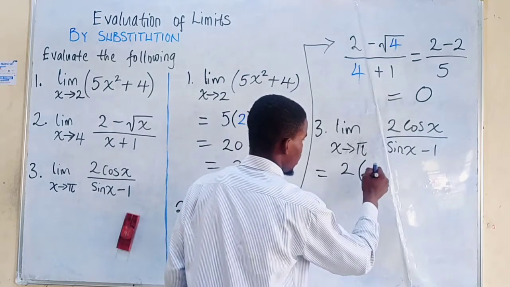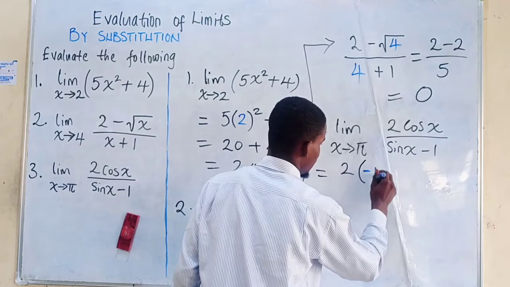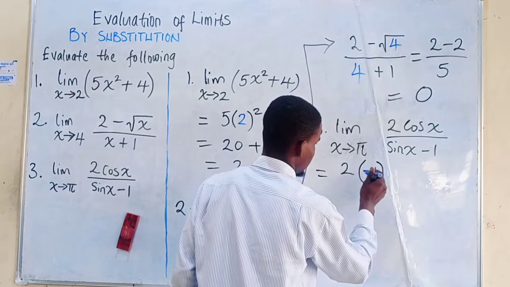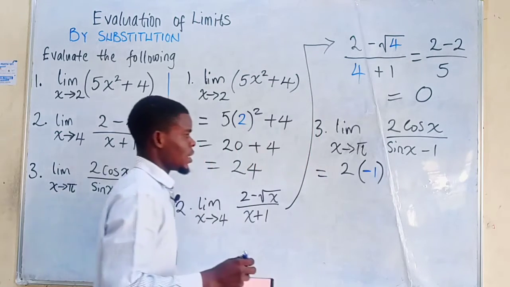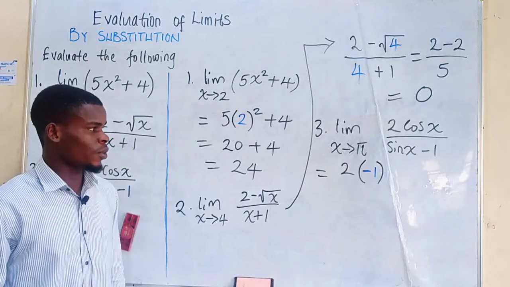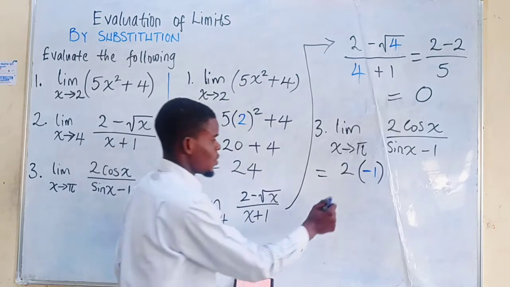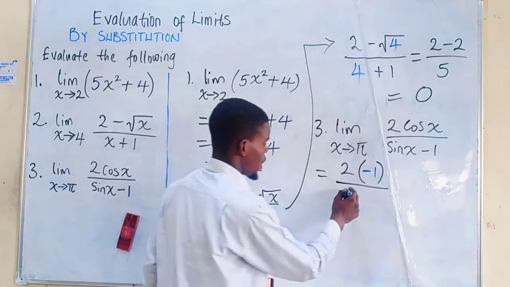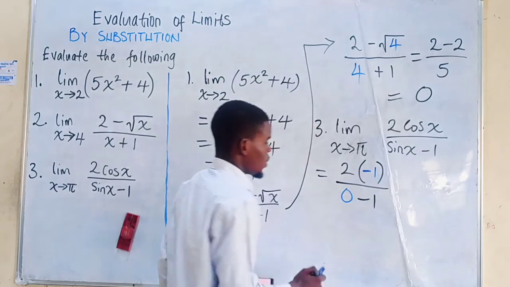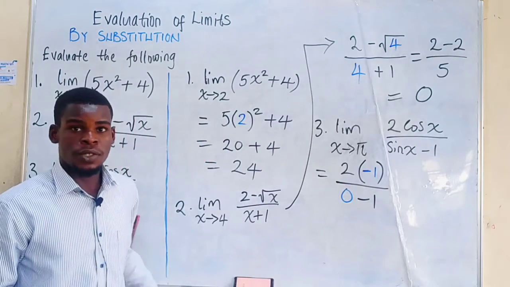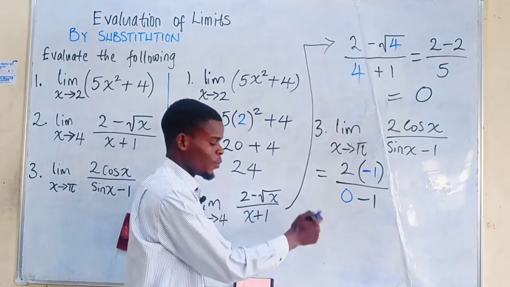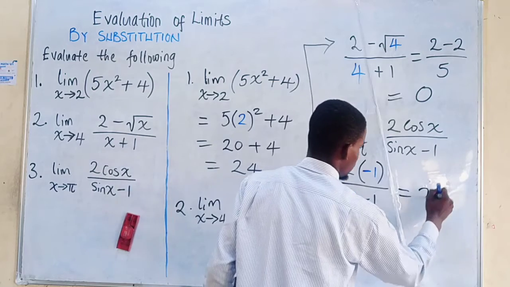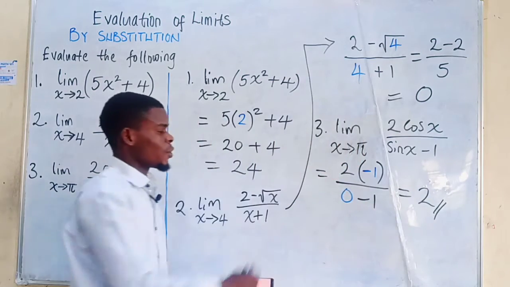If you observe the trigonometric table, you will see that, given the basic angles like pi, 45 degrees, and so on, sine pi is going to be 0. That is what we get. And then when we do the simplification, 2 times negative 1 divided by negative 1, you're going to have 2 as a result. So 2 here is the limit of that function as x tends to pi.